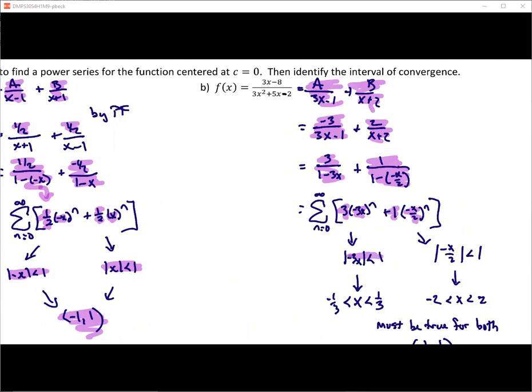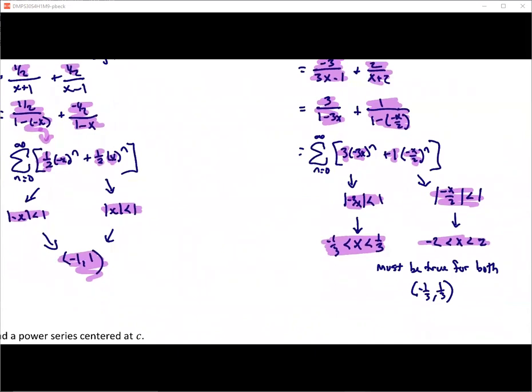Now, this is where we're going to compare both ratios. The first ratio has a radius from negative 1/3 to 1/3. The second ratio has a radius from negative 2 to 2. Now, it has to be true for both of these, so we're going to take the more restrictive version, which is the negative 1/3 to 1/3.